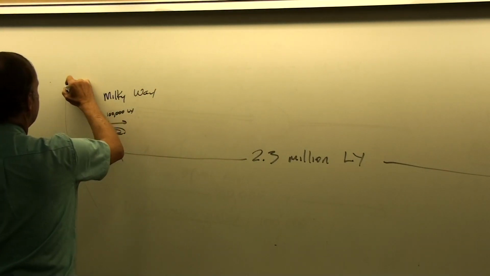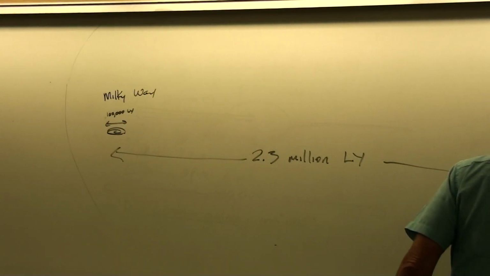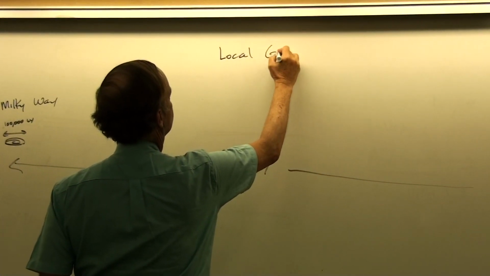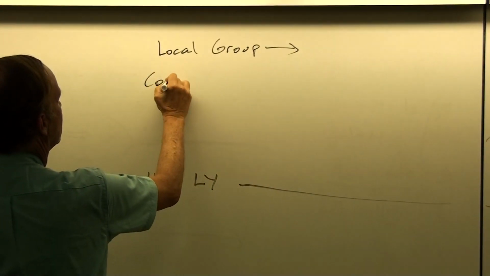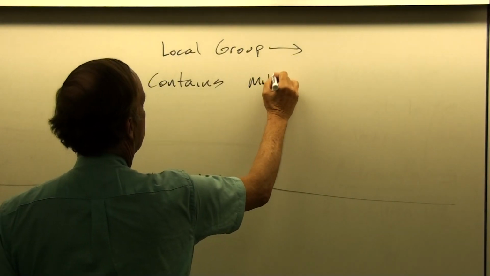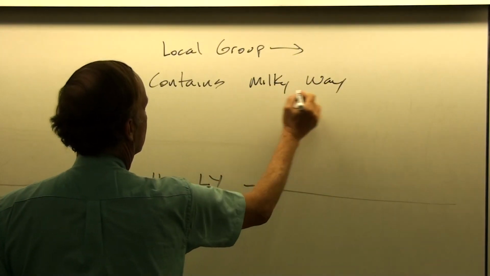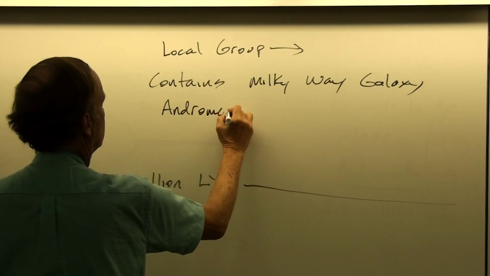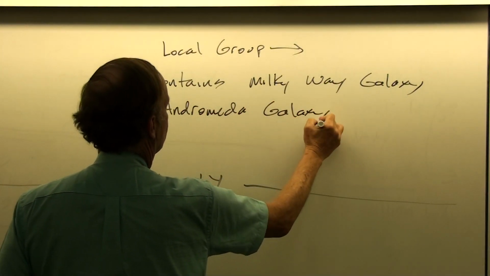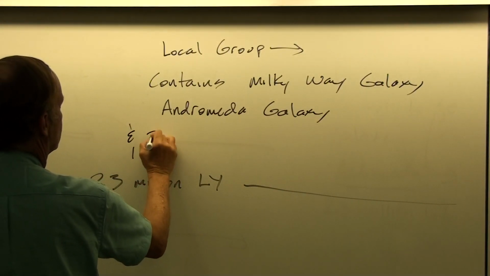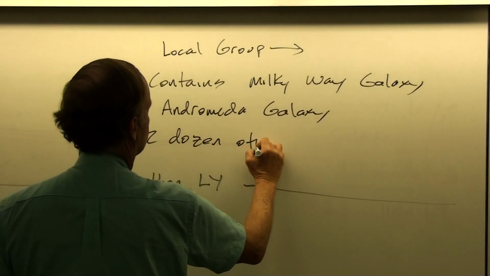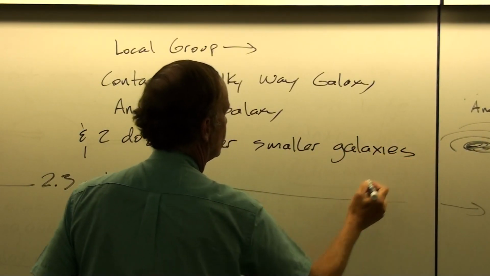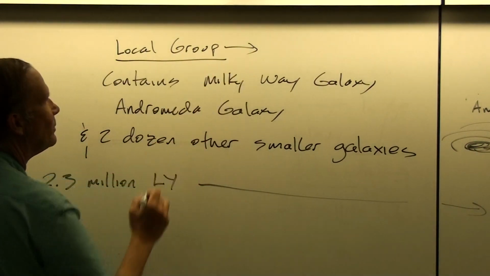But then, containing Milky Way and Andromeda, they're contained within, I should say, the local group. Okay, so the local group then contains the Milky Way Galaxy, Andromeda Galaxy, and about 24 others. And these are smaller galaxies. And so the size then of our local group is bigger than a galaxy.